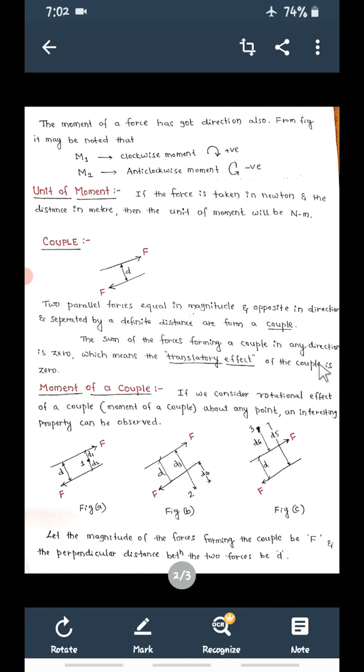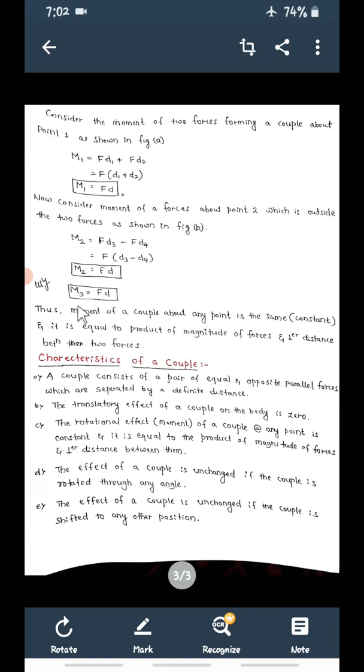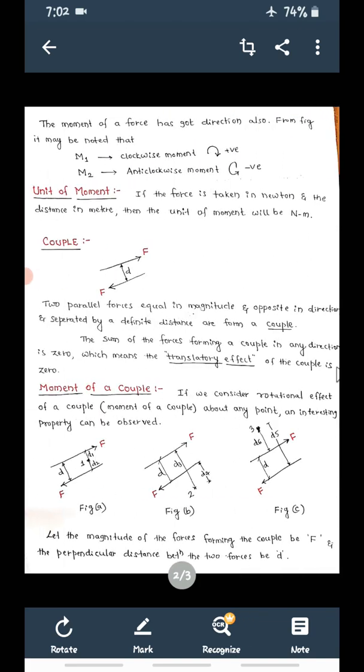Similarly, if we calculate the moment of this couple about point 3, which is on this side, even then what we are going to get is M3 equal to F into D only. So in all the cases, for the same couple and different points, M1 we took in between these two forces, 2 we took here, and 3 we took here, and calculated M1, M2, M3.